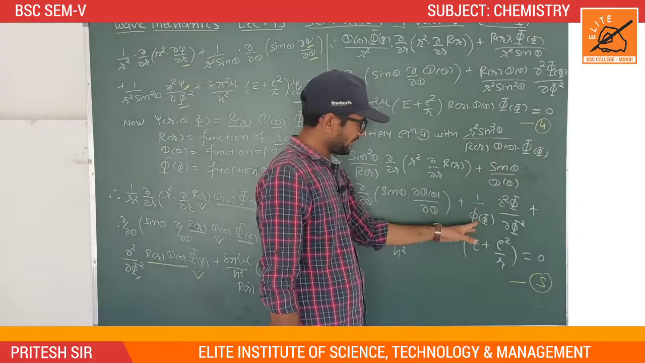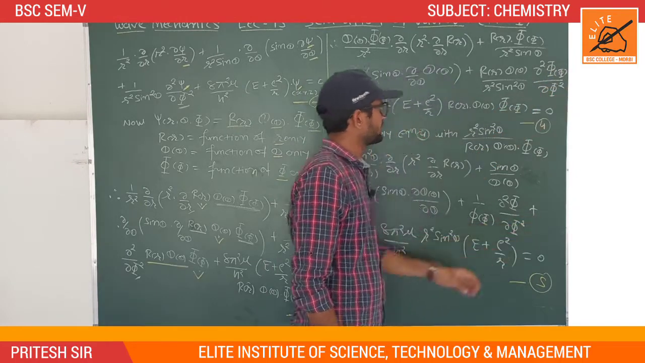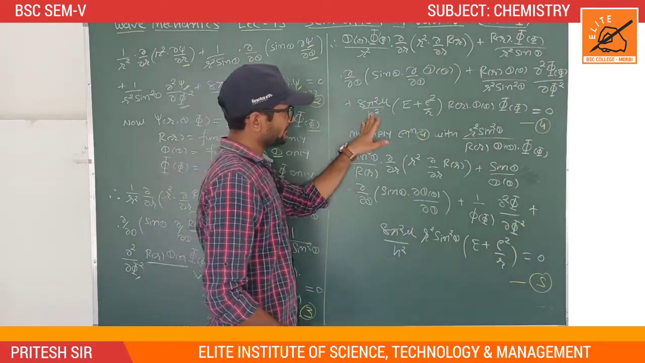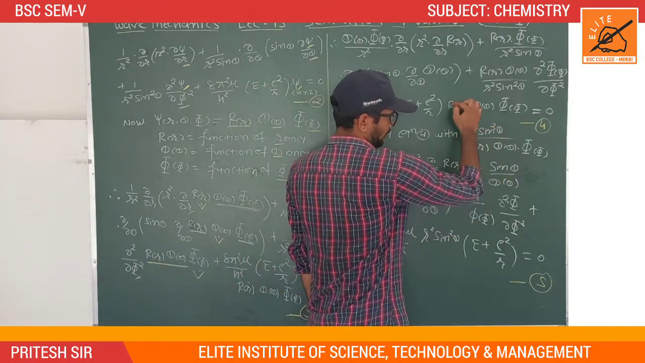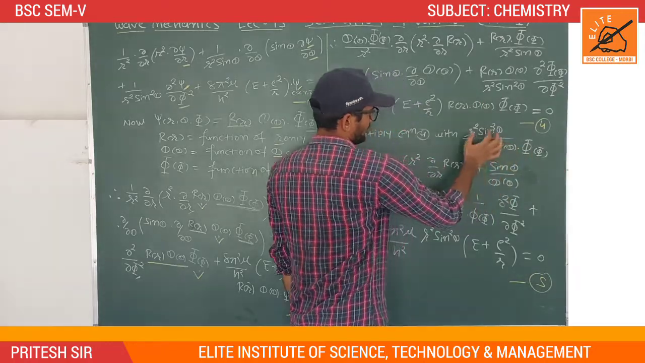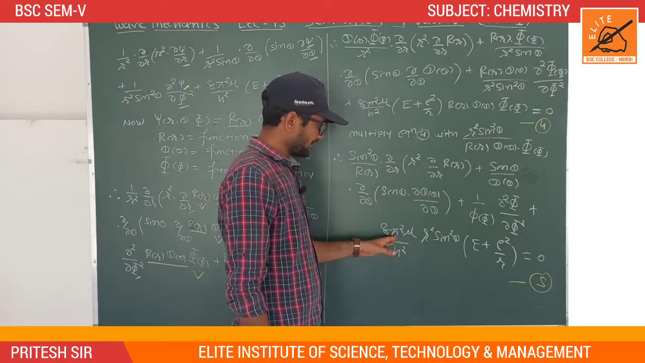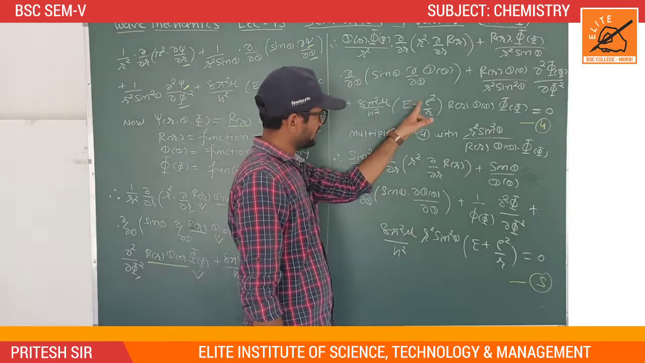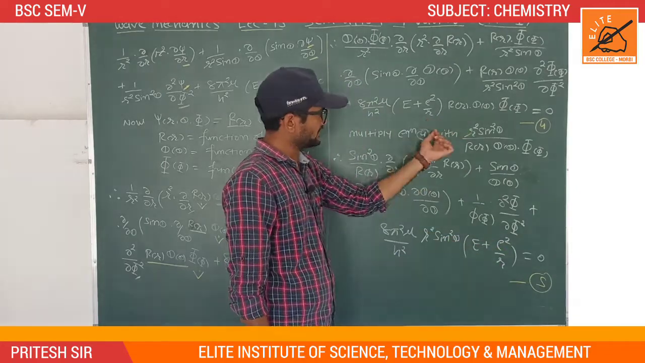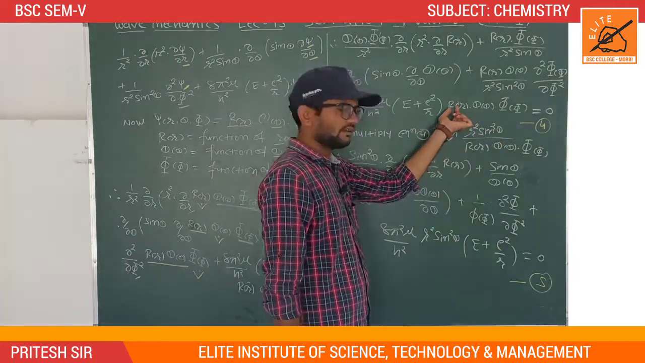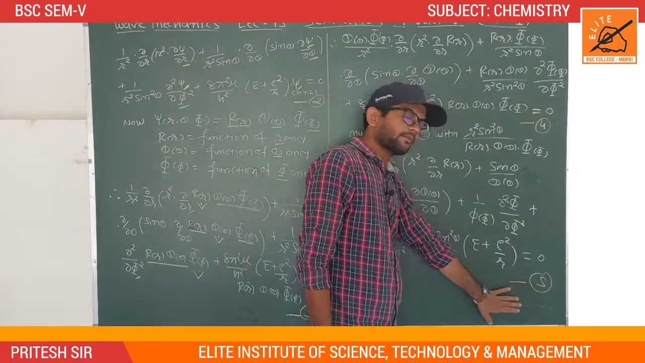Okay, so 1 upon phi of phi into del square phi upon del phi square, plus here in the last term, r, theta and phi, all the variables cancel out, and the remaining term is only r square sin theta. So 8 pi square mu upon a square, e plus e square upon r, and the remaining term is only r square sin theta in multiplication. It means r square sin theta. So this is equation number 5.